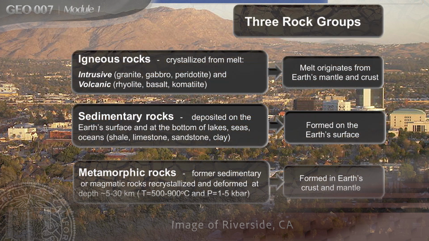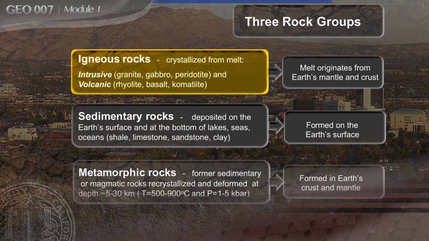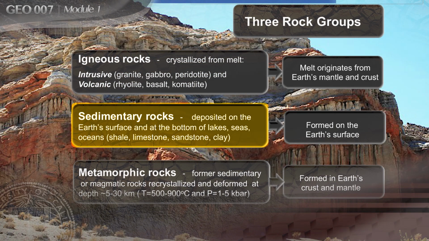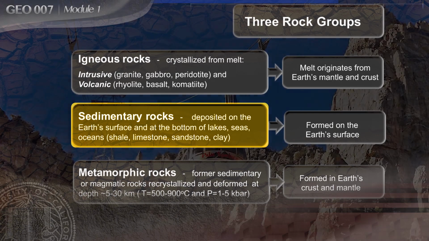The three groups of rocks are igneous, sedimentary, and metamorphic. Igneous rocks crystallize from a melt, which originates from the Earth's mantle and crust. Examples of intrusive igneous rocks include granite, gabbro, and peridotite. Examples of volcanic or extrusive igneous rocks include rhyolite, basalt, and komatiite. Sedimentary rocks, deposited on the Earth's surface and at the bottom of lakes, seas, oceans. Shale, limestone, sandstone, and clay.